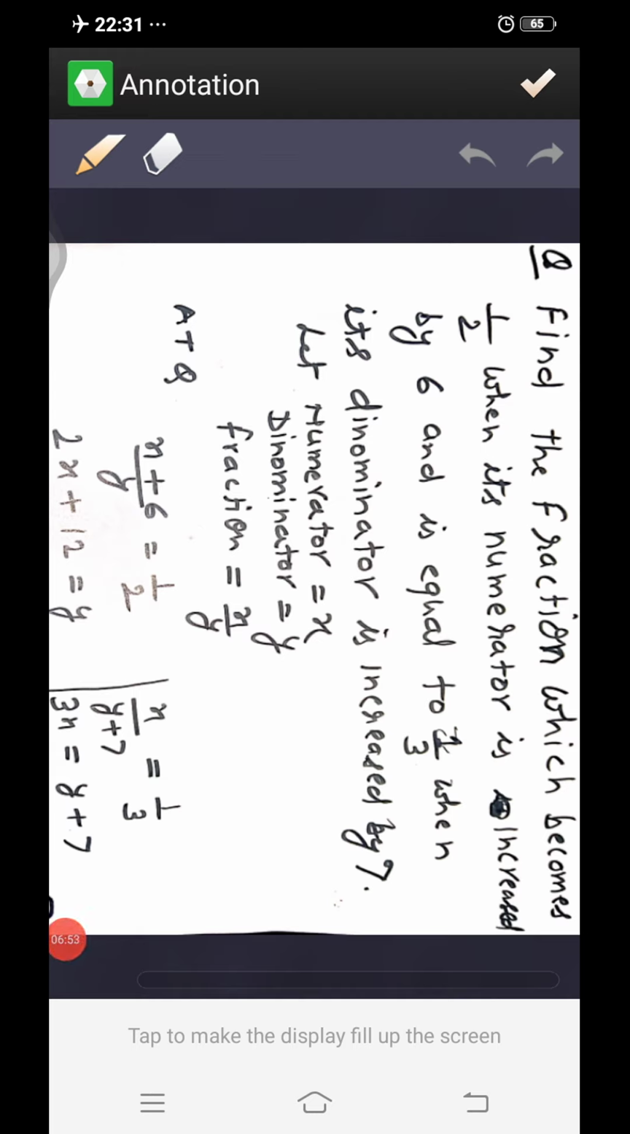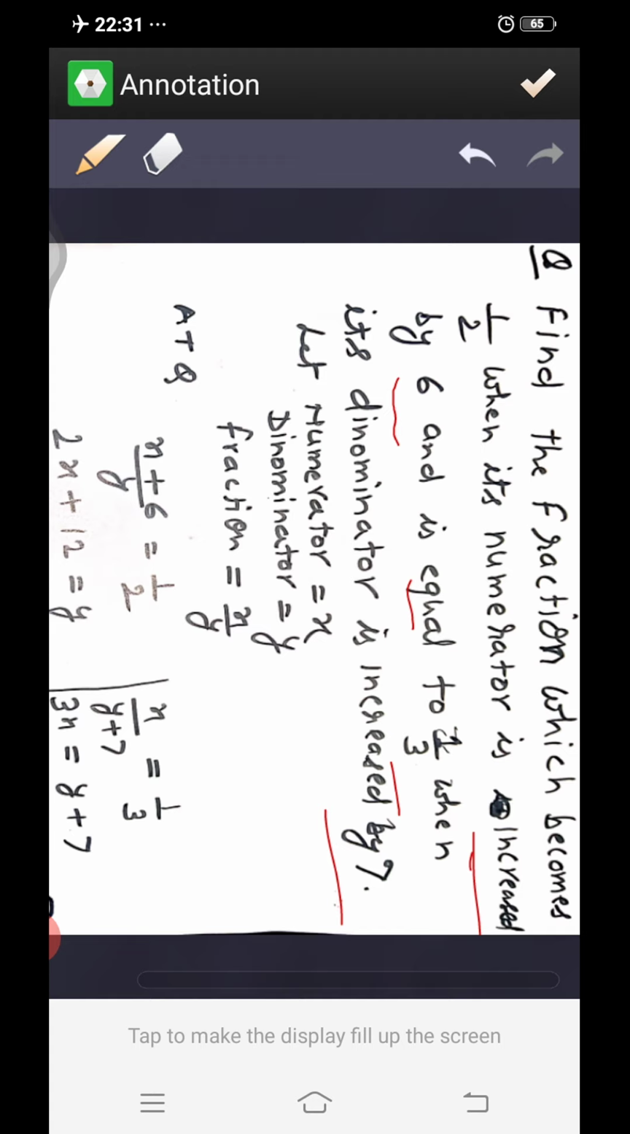Let us take another question. Find the fraction which becomes 1 by 2 when its numerator is increased by 6 and is equal to 1 by 3 when its denominator is increased by 7. So see, we have to find the fraction. In a fraction we know two parts are there, one is called numerator, the other one is called denominator.